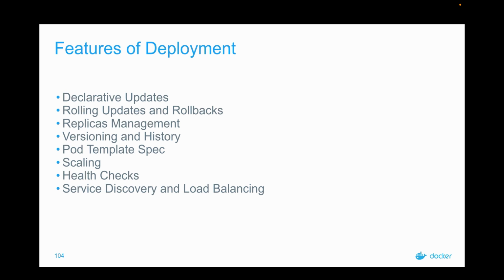There is also the concept of service discovery and load balancing. So deployment can be exposed using services, which we are going to look at when we talk about services 101, and this provides a stable network endpoint for accessing the pod. So services enable load balancing and automatic service discovery within the cluster. So by leveraging these features, your Kubernetes deployment provides you with a flexible mechanism for managing and deploying your application.